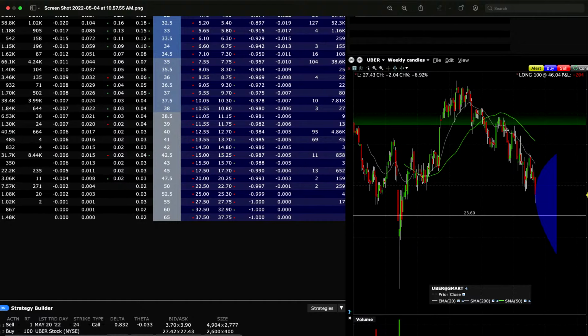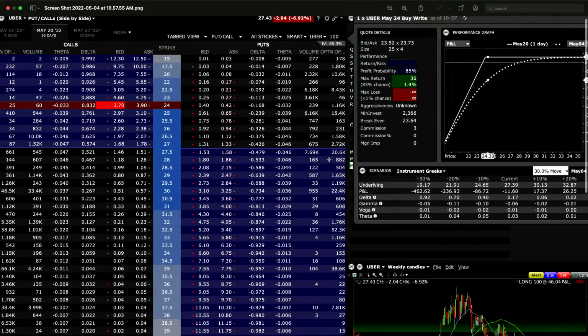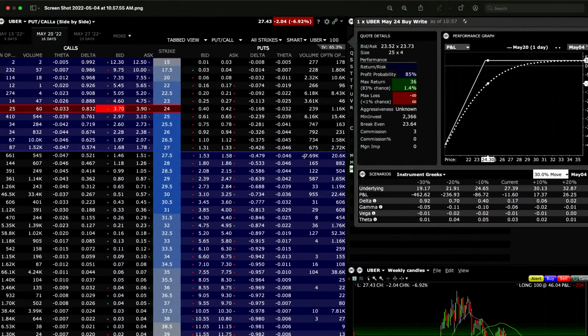So if I have 100 shares at 42 and 100 shares at 23, even if the stock does stay at these levels, I am going to have a much lower cost basis, and I still haven't overextended my position. So I want to place a trade that is going to make me money as long as the stock stays above 23.60.